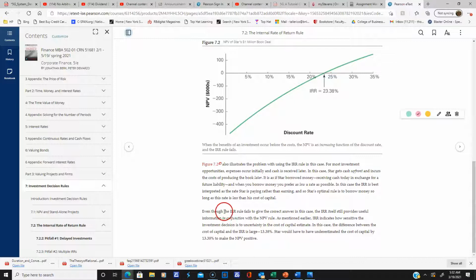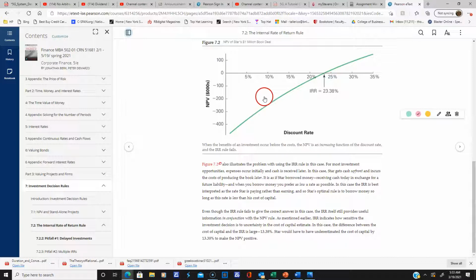So even though the internal rate of return fails to give the correct answer in this case, the internal rate of return itself still provides useful information in conjunction with the net present value rule. As mentioned earlier, internal rate of return indicates how sensitive the investment decision is to uncertainty. Okay, so you can see what's going on here. This is an important concept: you should always graph the net present value for different discount rates to see what's going on.